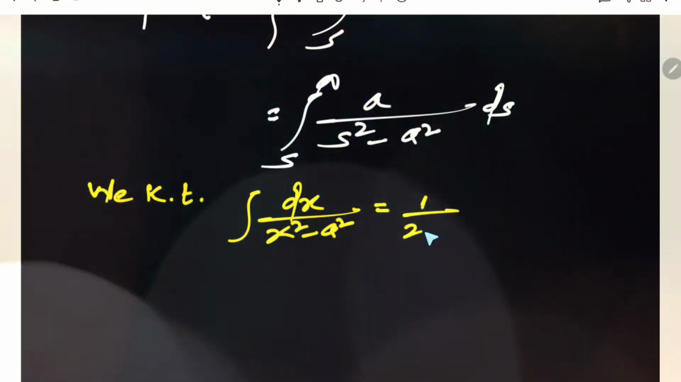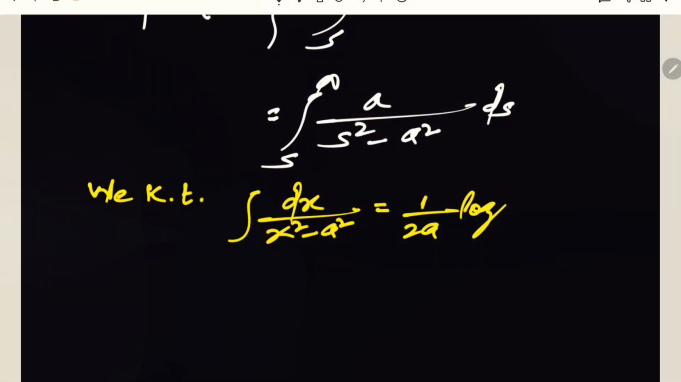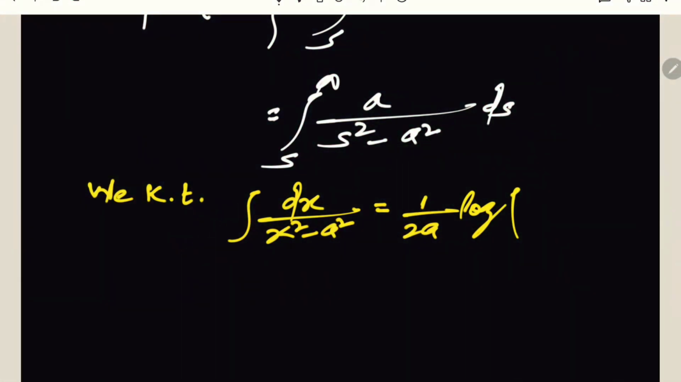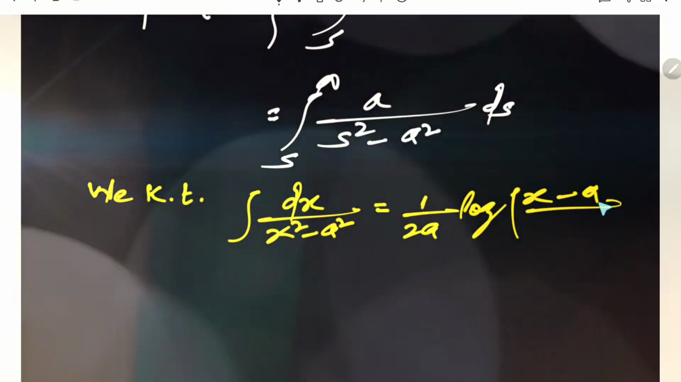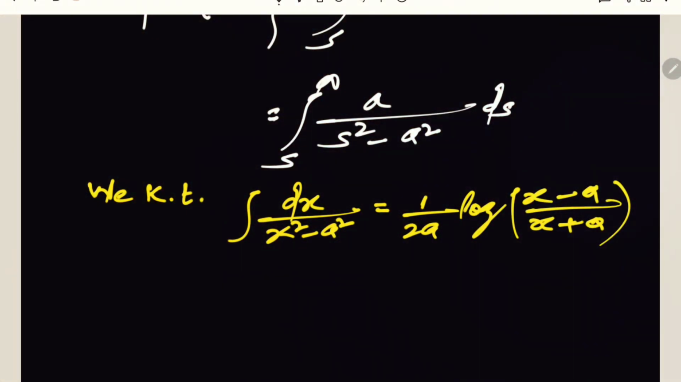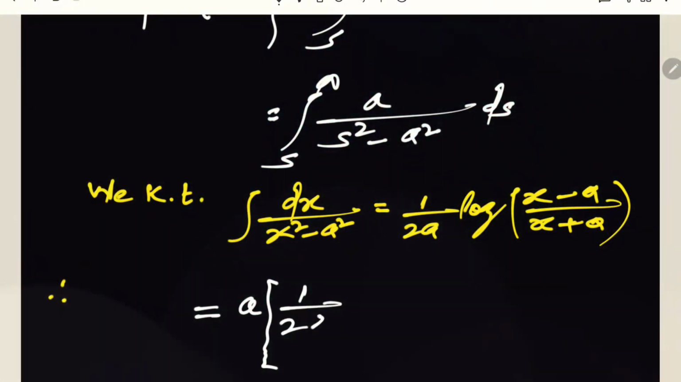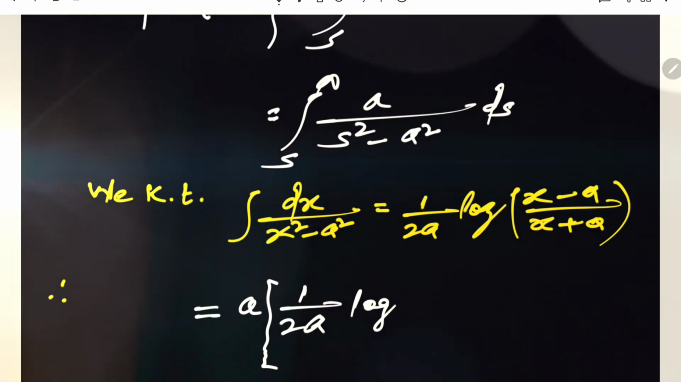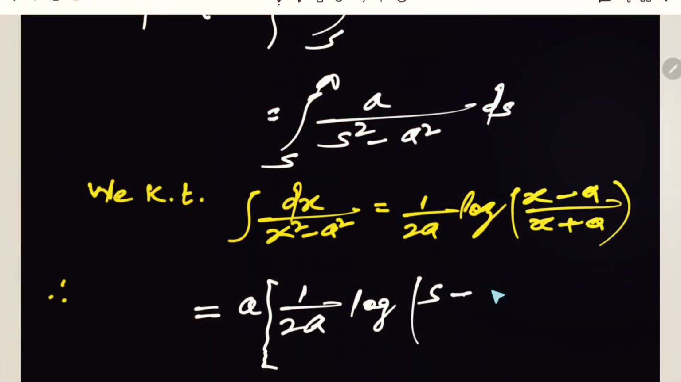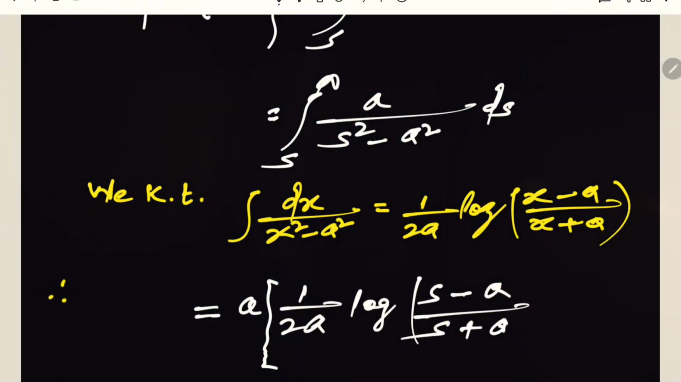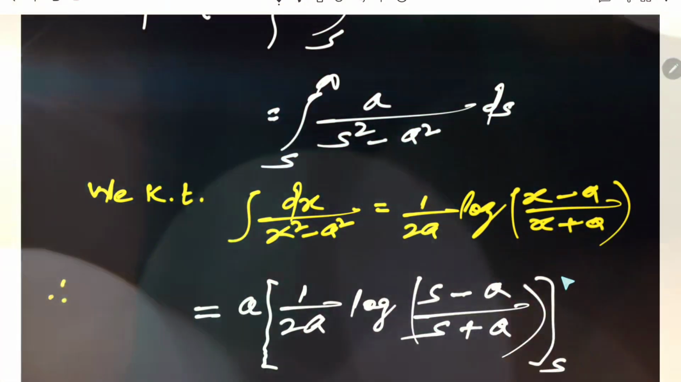The integration of 1 upon x square minus a square with respect to x is 1 by 2a log of x minus a upon x plus a. This is a known result to all of you. Therefore, we have to apply that result here. The value of that previous integral is a outside, 1 by 2a log of s minus a upon s plus a, x is here s, with limits from s to infinity.